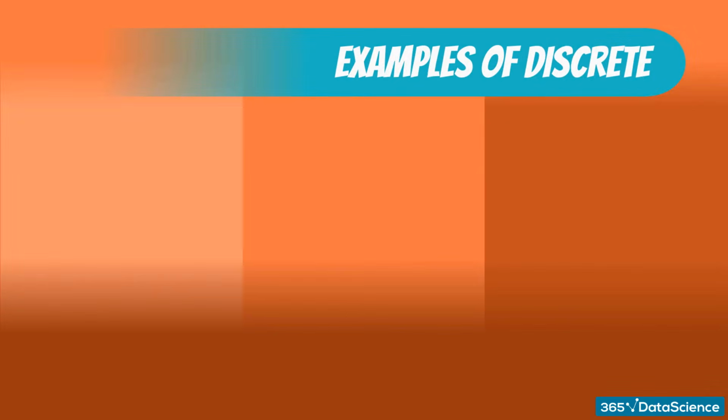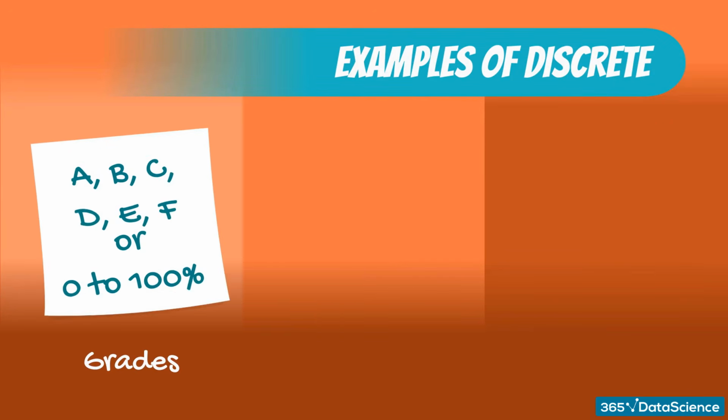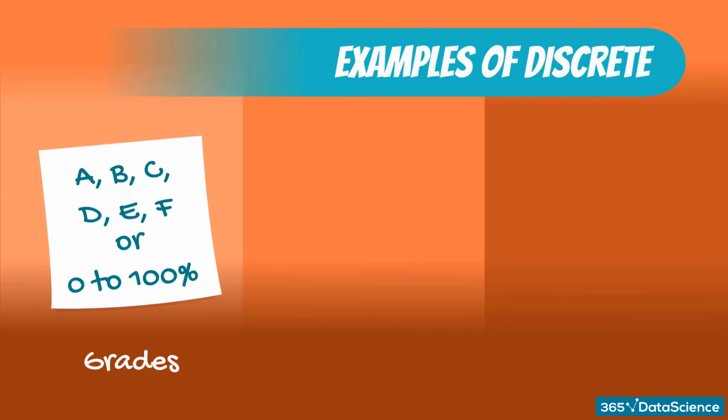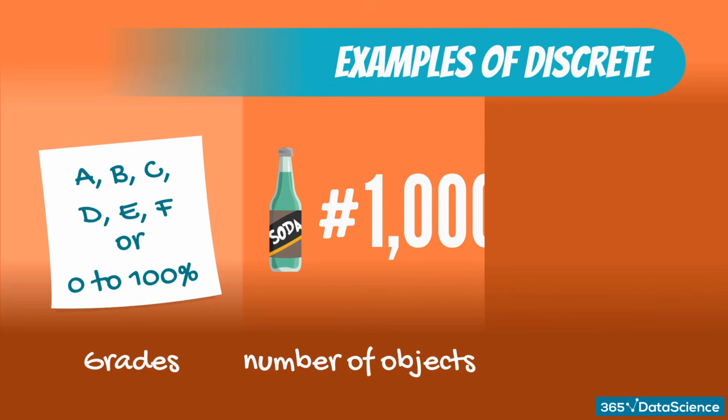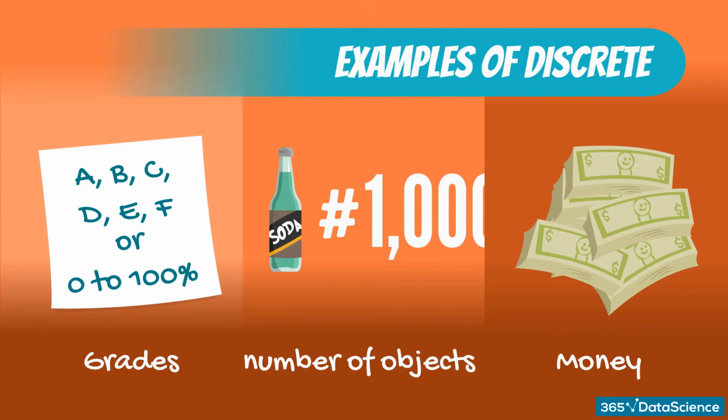Just to make sure, here are some other examples of discrete and continuous data. Grades at university are discrete. A, B, C, D, E, F, or 0 to 100%. The number of objects in general. No matter if bottles, glasses, tables, or cars, they can only take integer values. Money can be considered both, but physical money like banknotes and coins are definitely discrete. You can't pay $1.243. You can only pay $1.24. That's because the difference between two sums of money can be 1 cent at most.